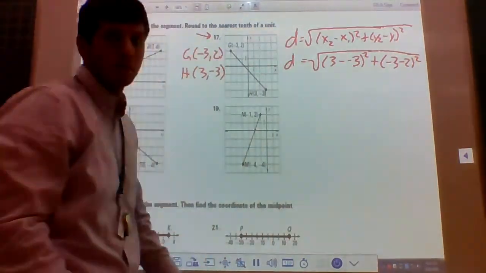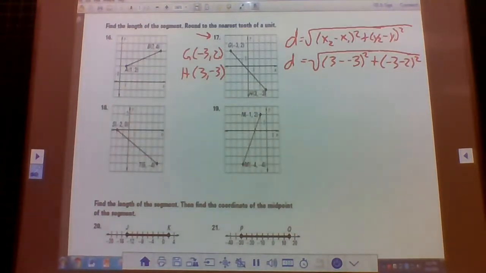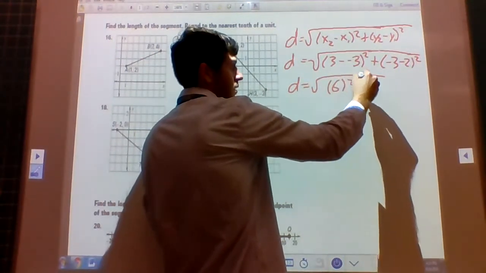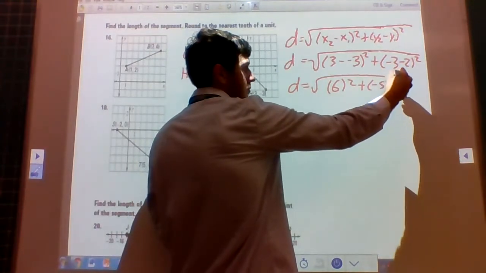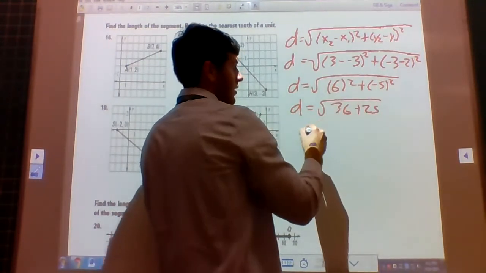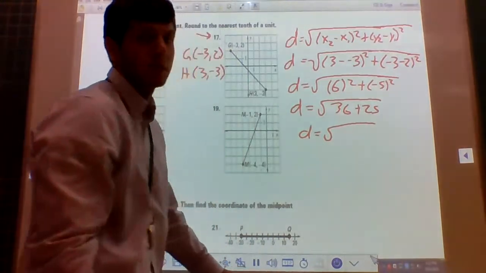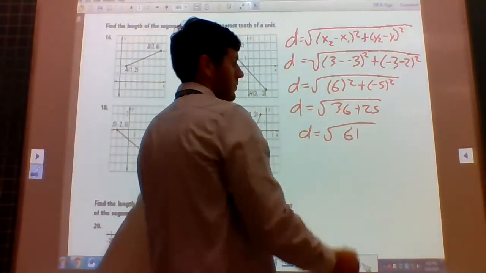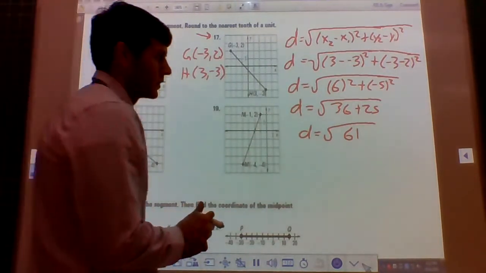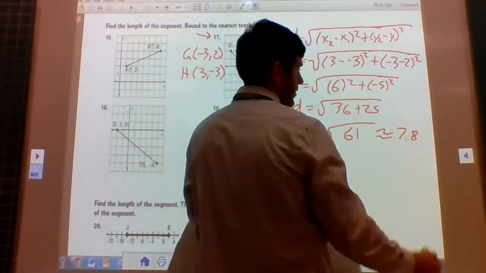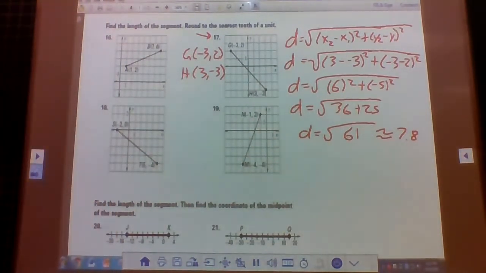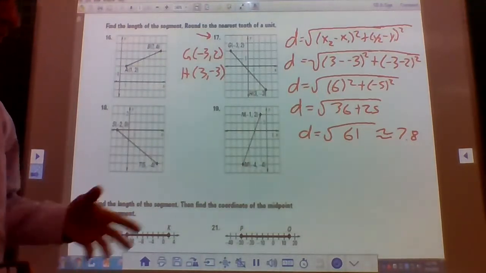From there, you can put it in the calculator. That's fine. 3 minus a negative 3, though, is a 6. Negative 3 minus 2 is going to be a negative 5. 6 squared is 36. Negative 5 squared is 25. And then 36 plus 25 is 46, 56, 61. Okay, which is about 7.8, I believe. 8 times 8 is 64, so it's slightly, I'll just put it in the calculator to make sure. Square root of 61, 7.8.